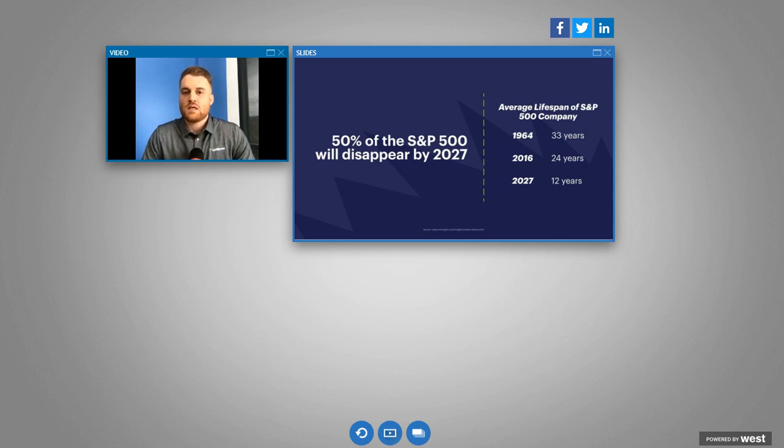One of them is an increase in competition. This is from a study done by a strategy consulting firm, Innosight, where they looked at the S&P 500, the 500 largest publicly traded companies in the U.S., and they looked at the impact of what's happening in the industries where they operate. They found that 50% of that S&P 500 will disappear by 2027, because the average lifespan has been drastically decreasing. In 1964, it was 33 years, and by 2027, they estimate it's only going to be 12 years. So the rate of competition has increased, and it's harder for companies to stay relevant.